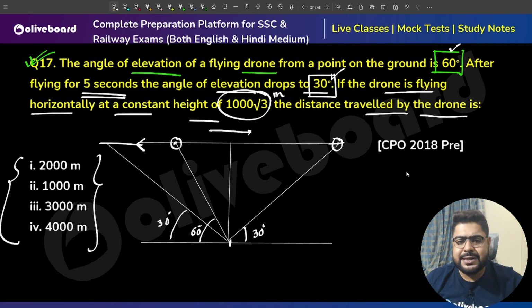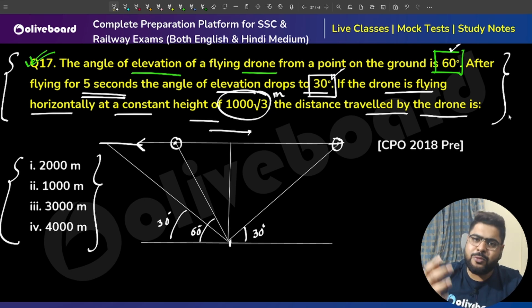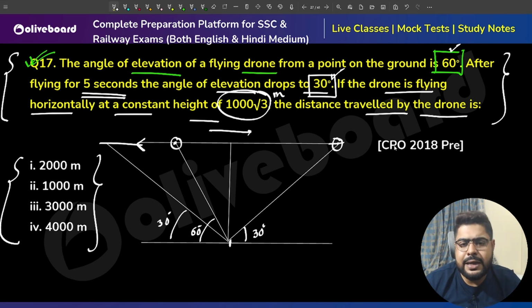This is a printing mistake from the person who makes my PPTs. A small mistake. Again, I should not blame him or her, because it might so happen that from where he has taken this question, the PYQ bank, there might be a mistake as well.